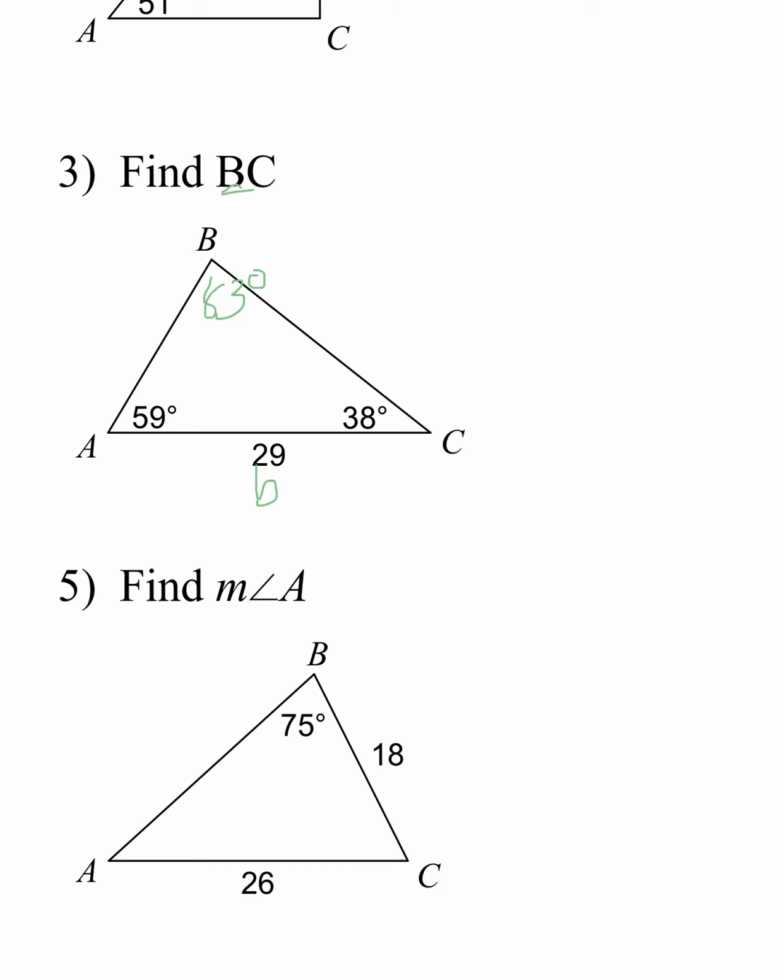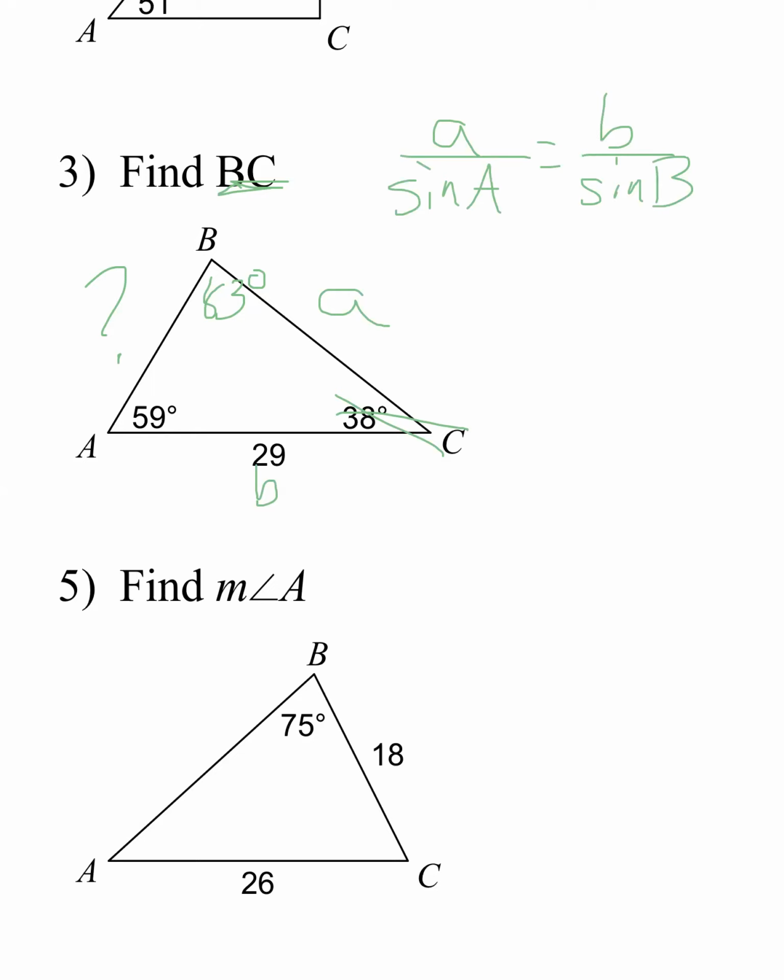And what am I trying to find? It says find BC. So BC is this side right here, which is lowercase a, b, or c? Hopefully you're saying a. So even though they gave me the value for angle C, it doesn't matter because I don't have side c and they're not asking for it. So c is going to be the one that I don't use. So I'm going to use a over sine A equals b over sine B.